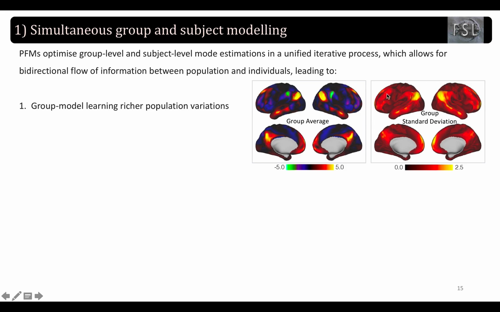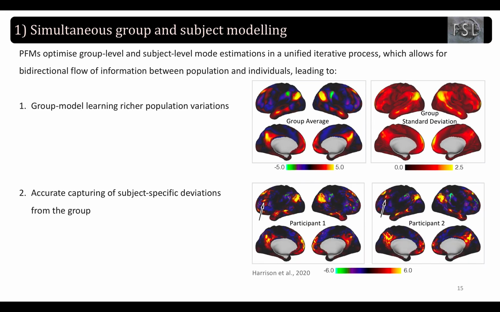Here, I'm showing an example default mode network, the group average and the group standard deviation of the default mode network. And as we can see, the areas where the default mode network has a stronger signal, it also tends to vary more strongly across subjects.